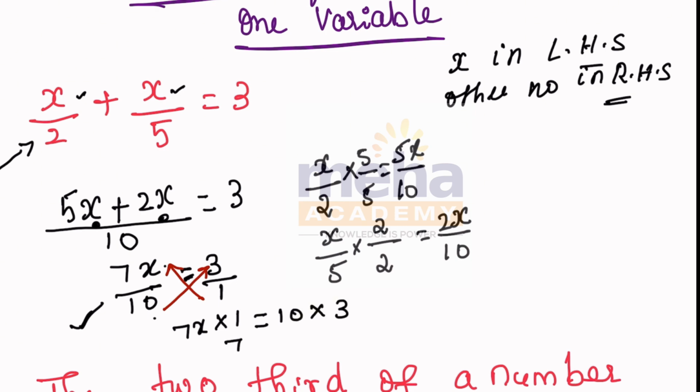7x into 1 is 7x. 10 into 3 is 30. So x is equal to, here I have to separate the x. We use an elimination method. So I bring the 7 to the other side. So x and 7 are connected by a multiplication sign. When the 7 comes to the other side, it becomes a division sign. So the answer is 30 over 7.